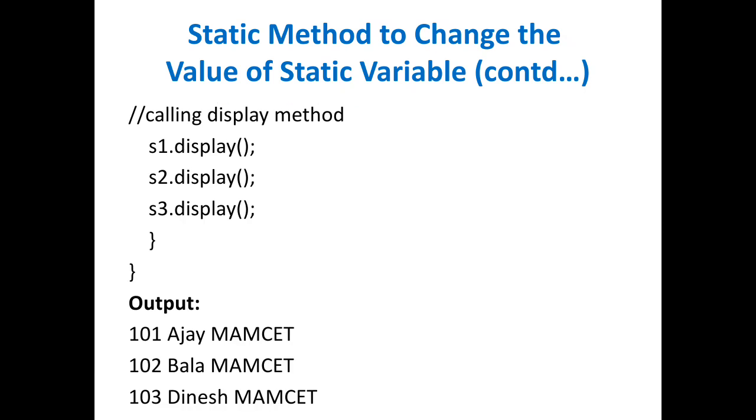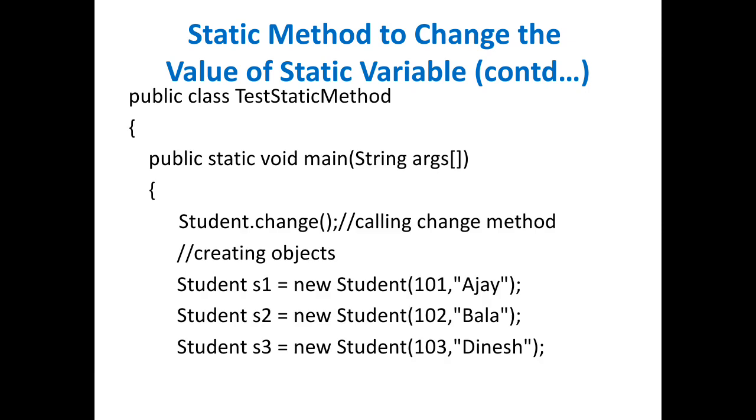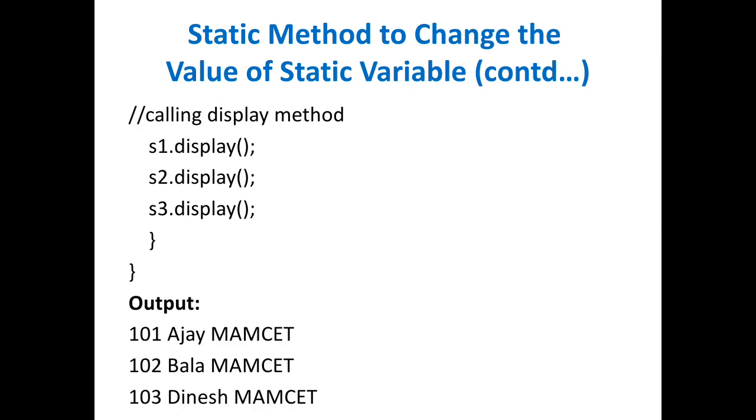Now we are going to call the display method. So in display method we are going to print roll number, name and college. So S1.display means roll number 101, name Ajay and college name mam set will be printed. S2.display means output will be 102 Bala and mam set, and S3.display means output will be 103 Dinesh and mam set.